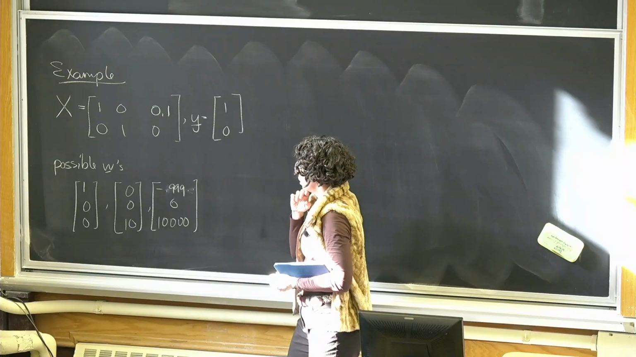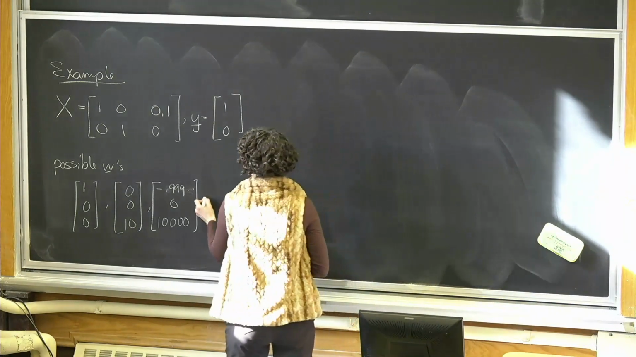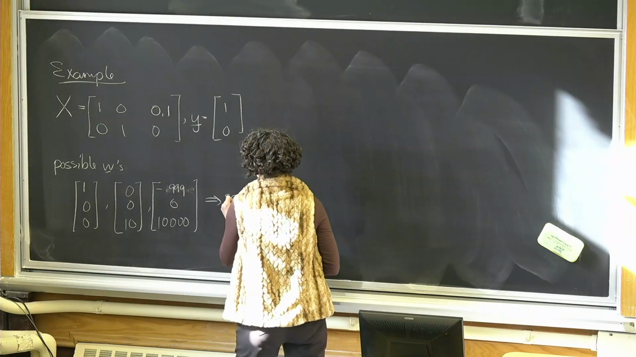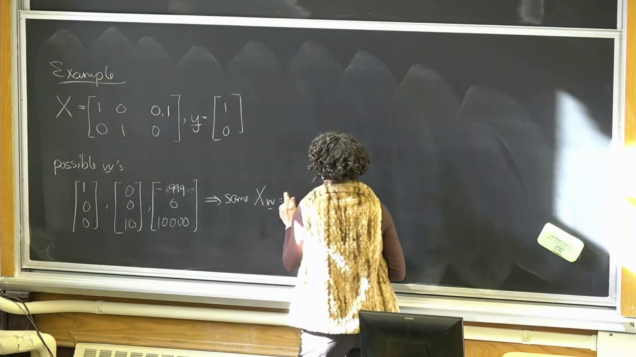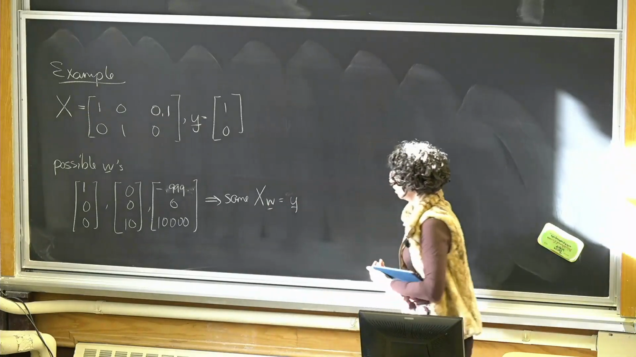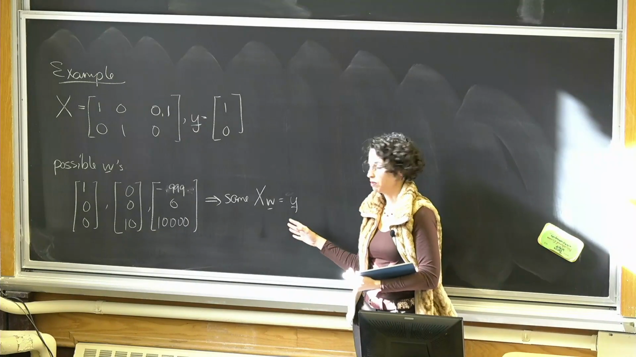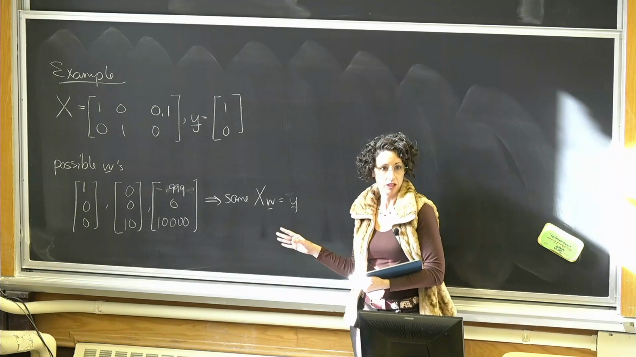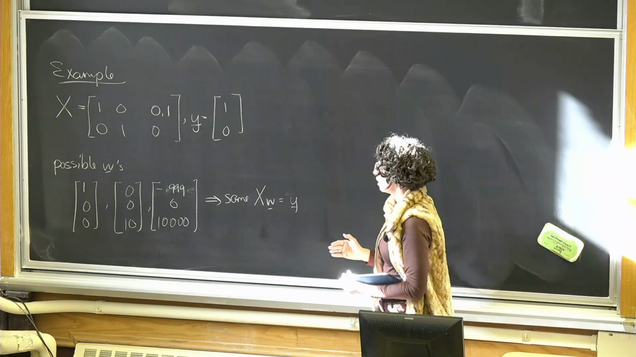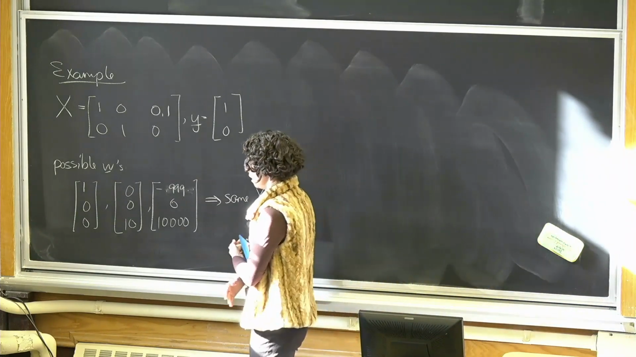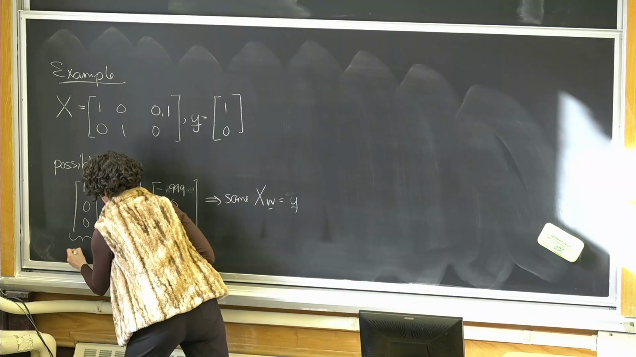And so for all of these W's, they all have the same XW, and that XW is equal to y. So assuming that the XW's are equal is not the same as assuming that the W's are equal. And that's why we have to make that distinction in the proof. And what we're saying here is, among all these different candidates, this weight vector here has the minimum norm.